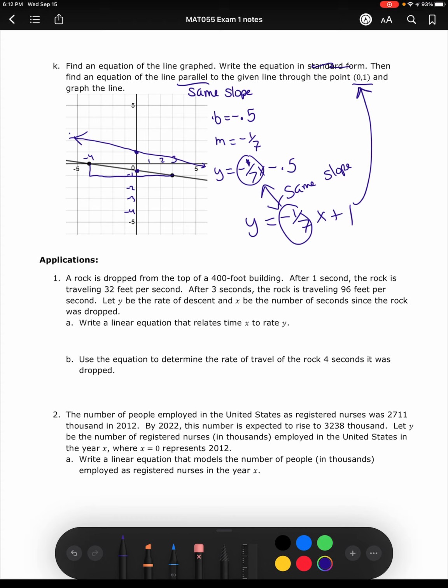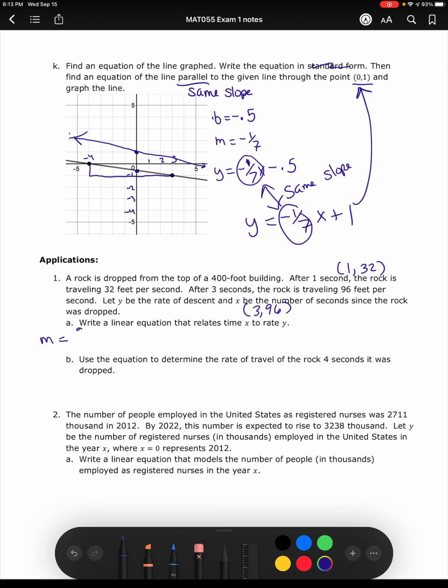All right, applications. A rock is dropped from the top of a 400-foot building. After 1 second, the rock is traveling 32 feet per second. So that's kind of like a point, (1, 32). And after 3 seconds, it's traveling 96. So write an equation that relates time to rate. So we have 2 points.